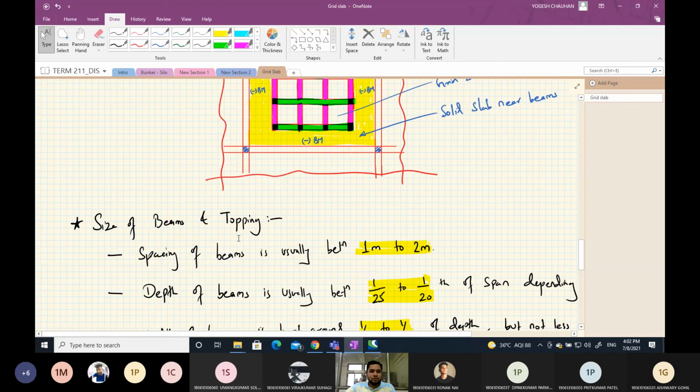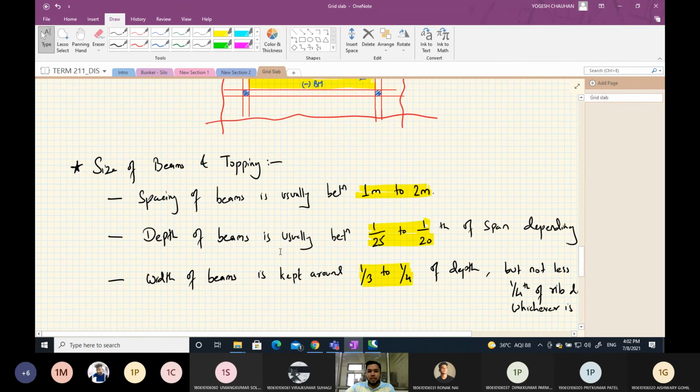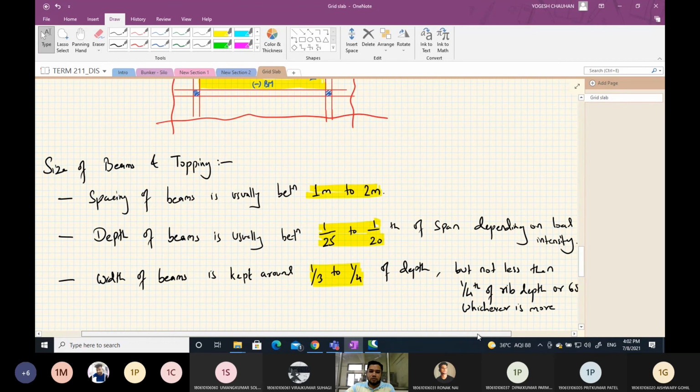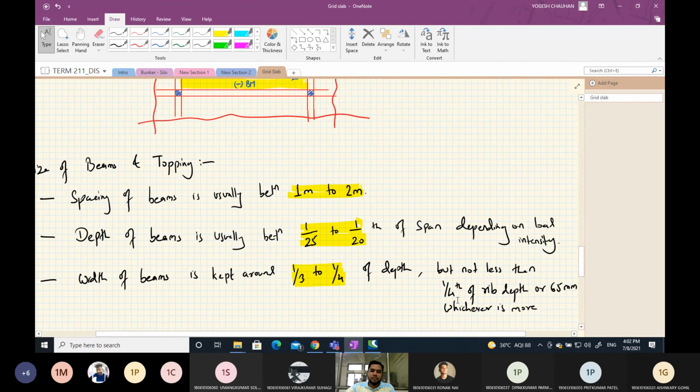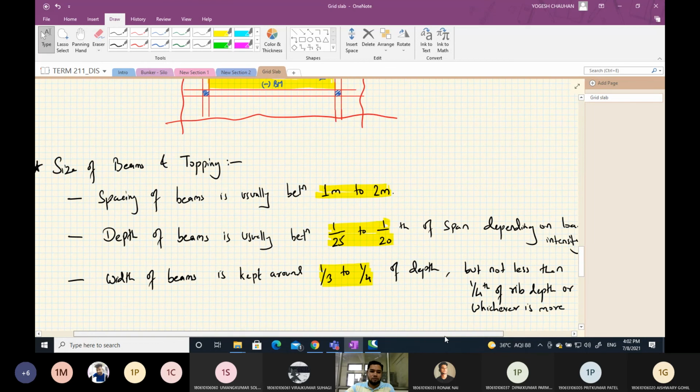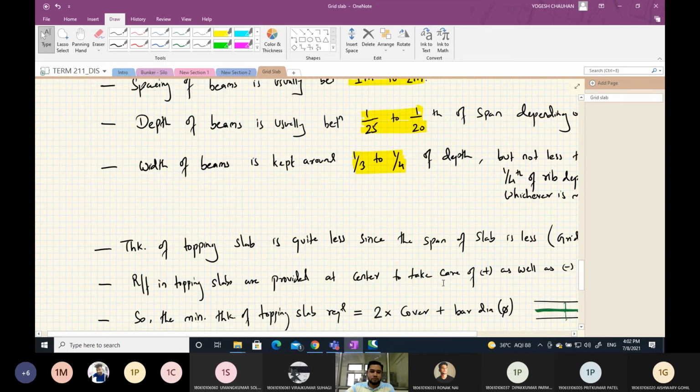Then the size of the beams and topping: usually the spacing between the beams is between 1 meter to 2 meter. The depth is usually 1/25th to 1/20th of the span, and the width of the beam is around 1/3 to 1/4 of the depth. But note that it should not be less than 1/4 of the depth of the rib, or 65 mm, whichever is more.